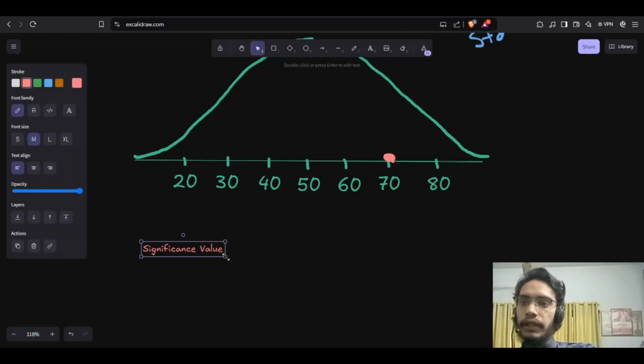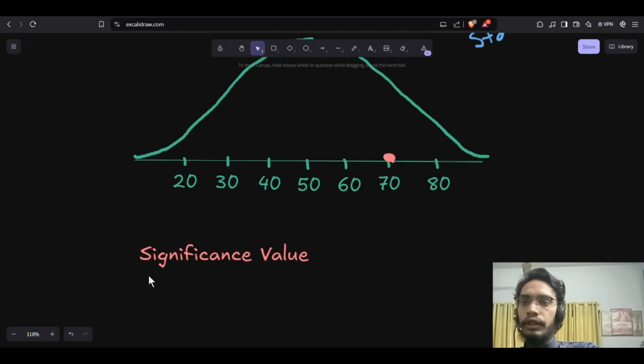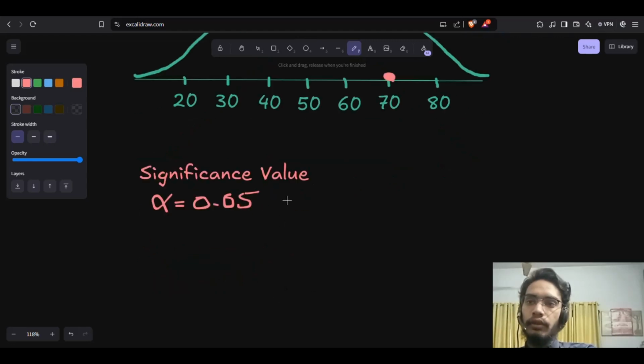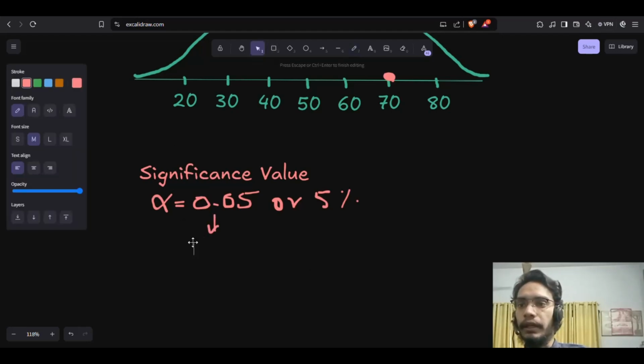So, significance value. What is the significance value? Usually the significance value we have is alpha equals 0.05, right? Now, if I put it in percentage, it will be 5%, right? Now, who decides this significance value? Basically, the significance value is decided by domain experts, right?